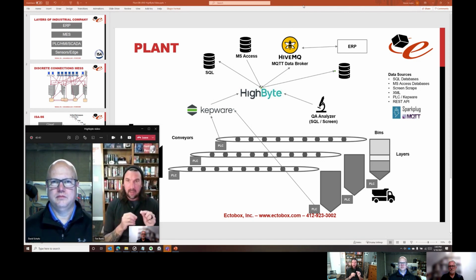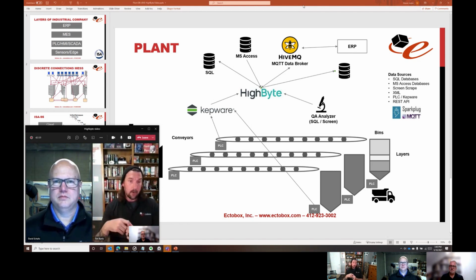So it was always, how do we get it into code that's already been written to process data? And so for each different data source, we approached it with the screen scrape. HighByte doesn't screen scrape. It won't go to a URL and parse out the HTML and get the data you want.